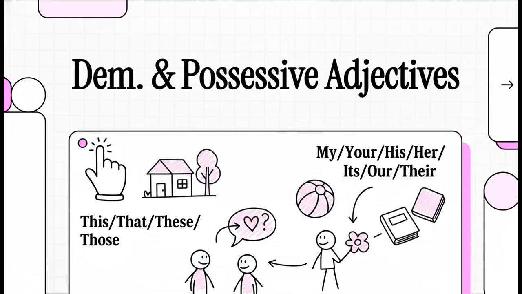Hey everyone, and welcome. Today, we're going to get the hang of two really important types of adjectives, demonstrative and possessive. Now, you use these words all the time, probably without even thinking about it, but after this, you'll know exactly how to use them like a pro. So, let's dive right in.